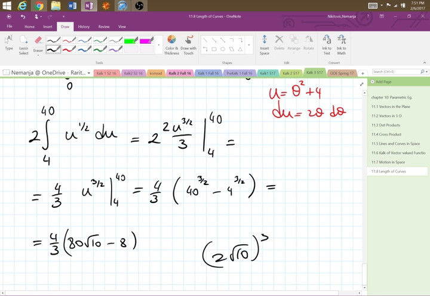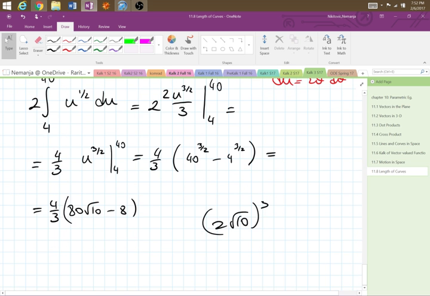Right, the 40 you can write as 4 times 10. Square root of 4 is 2, square root of 10 is square root of 10. Cube the 2, you get 8. Cube the root 10. Yep, 2 go out, make a 10. Okay, good. So technically, that's it.